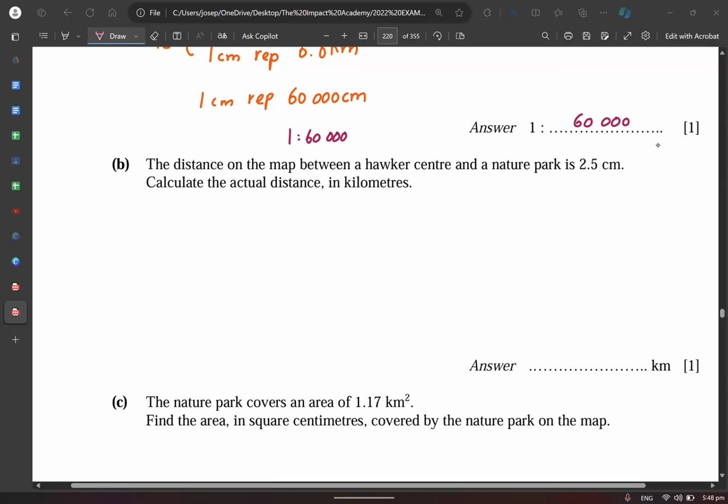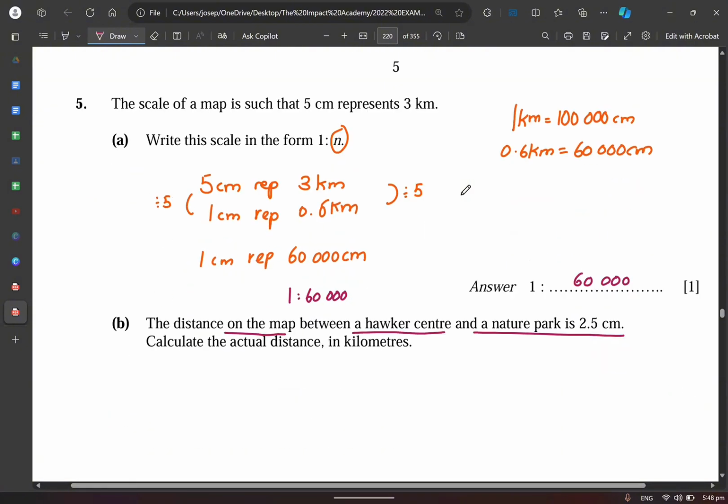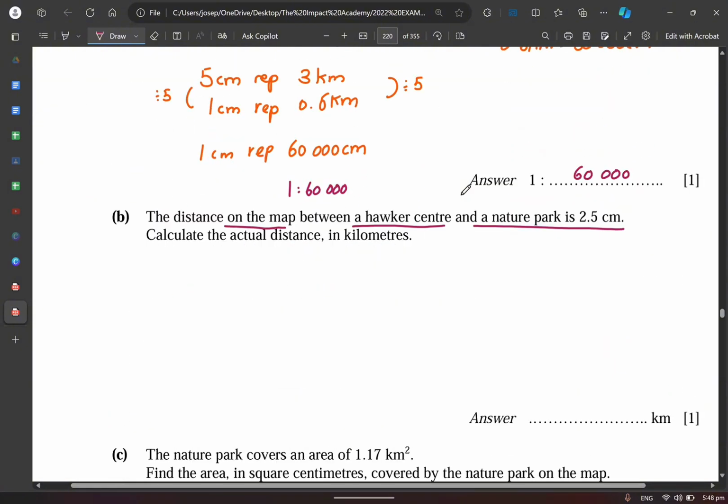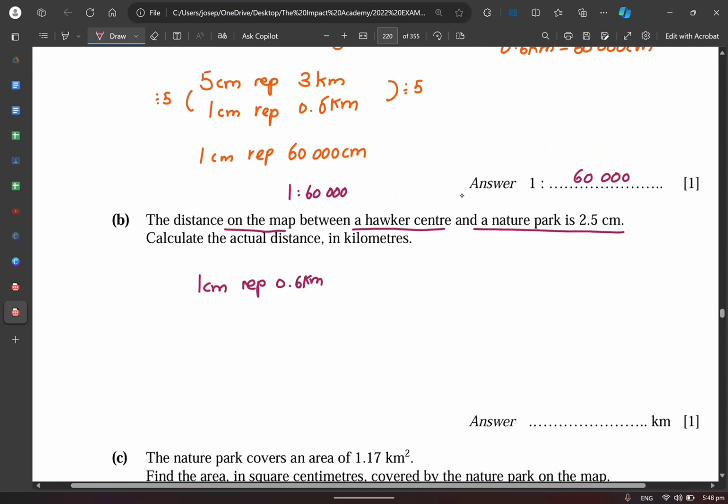Now, the distance on the map between a hawker and a nature park is 2.5 cm. First things first, you have to use the same scale, which is 1 cm represents 0.6 kilometers. So you write down 1 cm rep 0.6 kilometers. Rep means represent. The distance on the map is 2.5 cm, so we are going to put 2.5 cm over here.